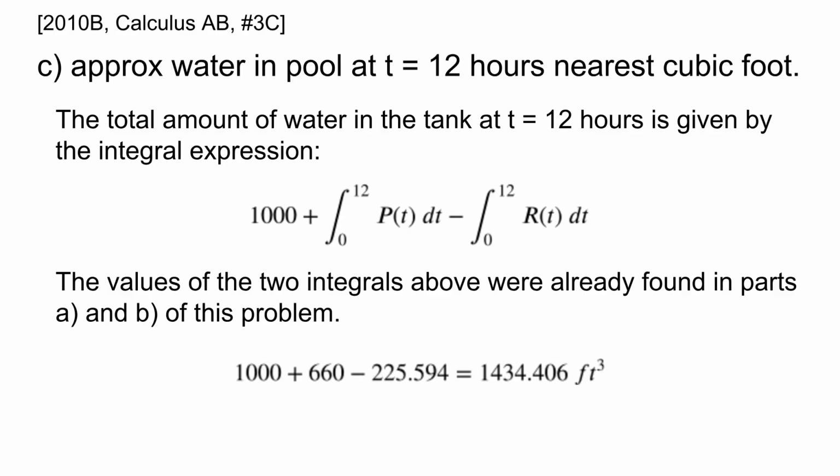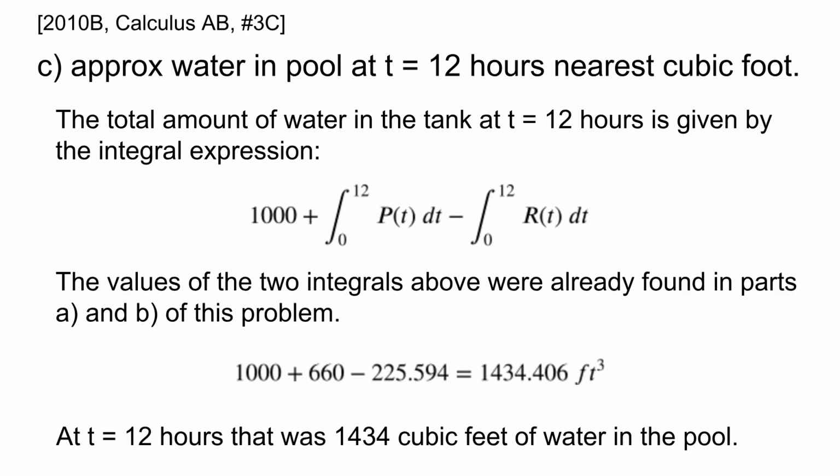Using the values that we already know, 1,000 plus 660 minus 225.594 is 1,434.406 cubic feet. So to the nearest cubic foot, at t equals 12 hours, there was 1,434 cubic feet of water in the pool.